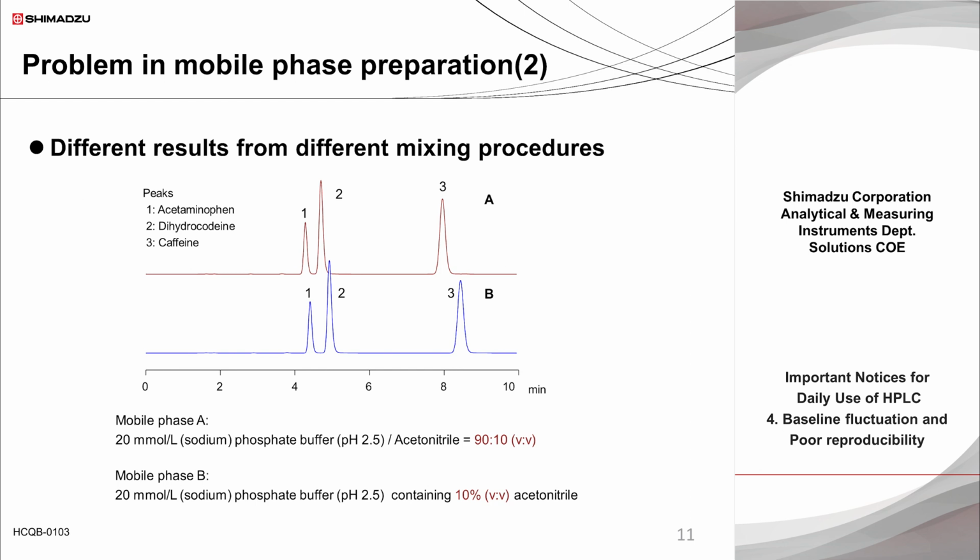Therefore, the upper case has a slightly higher ratio of acetonitrile in the mobile phase, resulting in faster elution of the compounds in reversed phase mode. Since the organic solvent ratio in reversed phase mode has a significant effect on retention time, it is important to prepare the mobile phase correctly as specified.